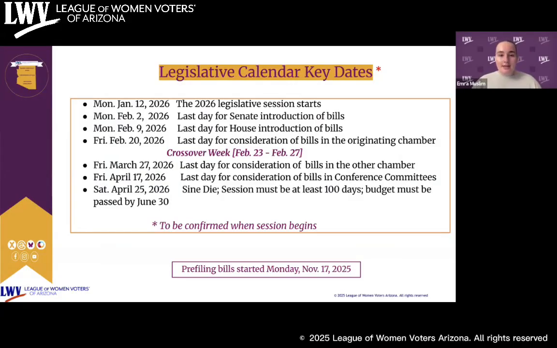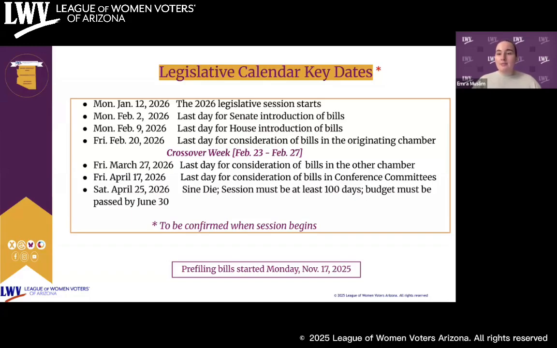Another key date is February 20th, which is the last day for consideration of bills in the original chamber. As you may recall, the bill goes through a rinse and repeat cycle through the two chambers. If a bill originates in the House, the last day for it to be heard in the House is February 20th, and vice versa for the Senate. After that is crossover week, when all the bills from one chamber cross over to the other. Then the bill repeats its cycle in the second chamber.